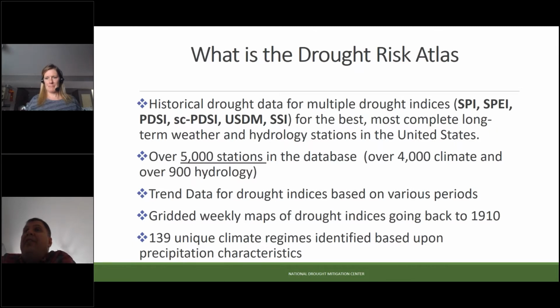And so what we have included in the Drought Atlas are the Standardized Precipitation Index, or SPI, the Standardized Precipitation Evapotranspiration Index, or SPEI, and the Palmer, which is the PDSI, the self-calibrated Palmer. We also have the drought monitor data in there for the last 20 years. And then for the hydrology stations, we use the Standardized Streamflow Index, basically using the same program that's used to calculate the SPI, but applying that to the historical streamflows, and you get the Standardized Streamflow Index.